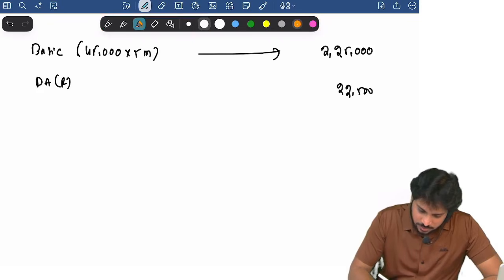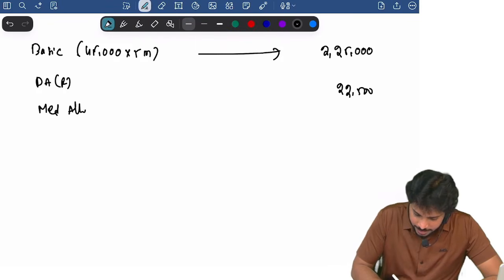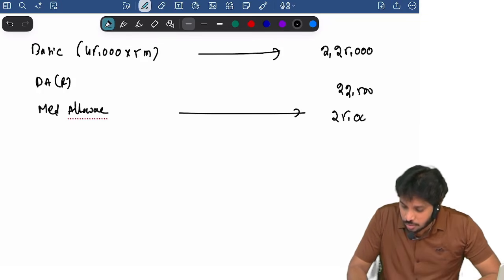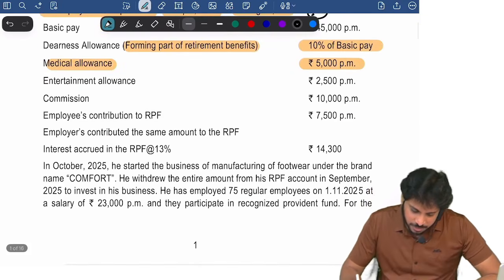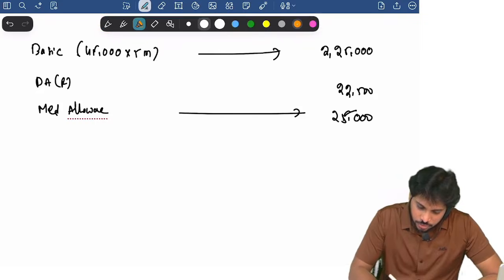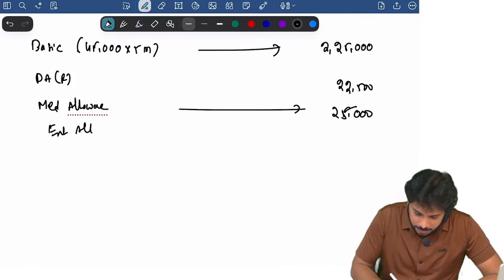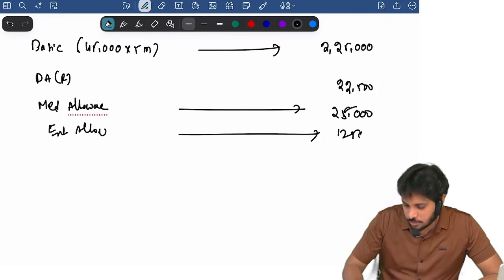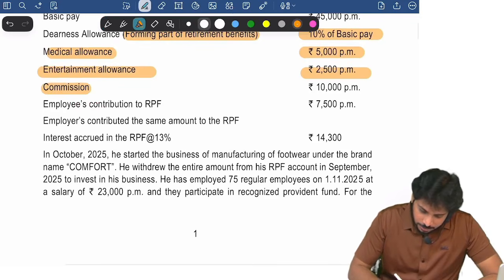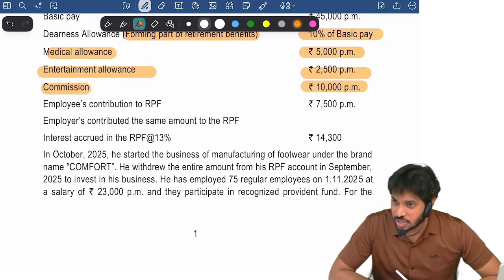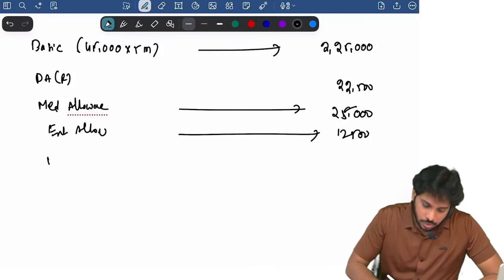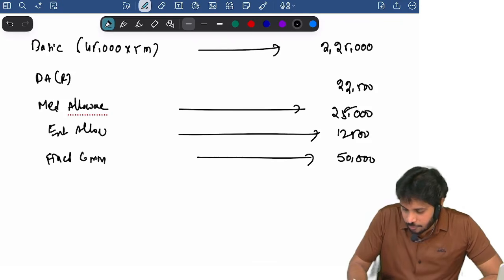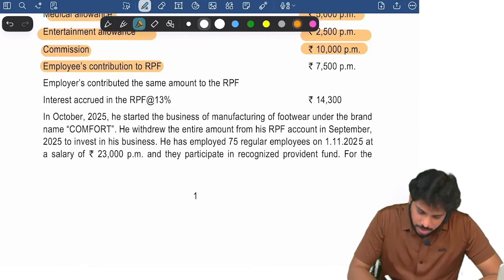And next, medical allowance. Remember, medical allowance is always fully taxable. Correct? 5,000 per month. He worked for 5 months only, so 25,000. Everything you should take only for the months worked. Entertainment allowance is fully taxable, 2,500 per month. 2,500 into 5, so how much is it? 12,500. Next, commission 10,000. Remember, that's a fixed commission, not a percentage of turnover. Yes or no? So I will write specifically as fixed commission. 5 months, how much is it? 50,000. Correct? Then employee contribution to RPF.